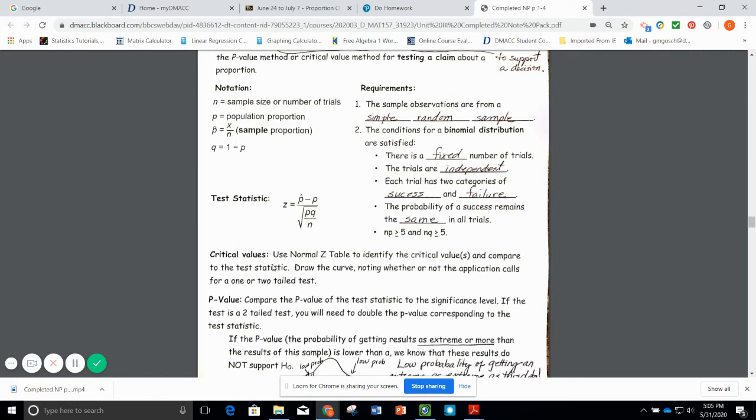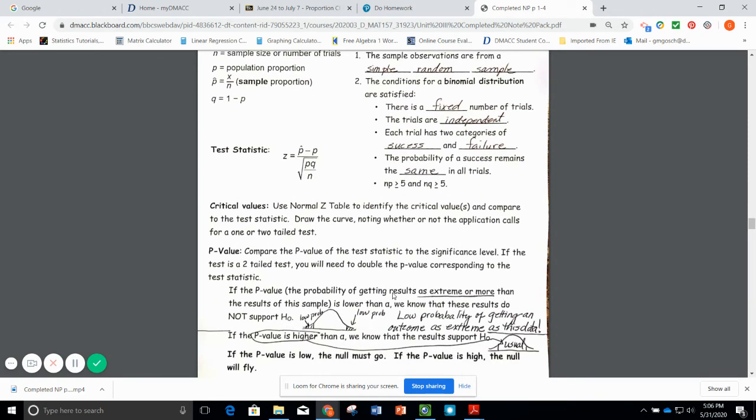Our critical value method, again, you're comparing the test statistic to the critical value. The p-value method, you're comparing that p-value, the probability of getting that test statistic, to alpha. This is a hugely important statement. I wish I would have highlighted it here. I would encourage you to do that. Compare the p-value to alpha. Compare the test statistic to the critical value. That's what you're doing in each of those two methods.